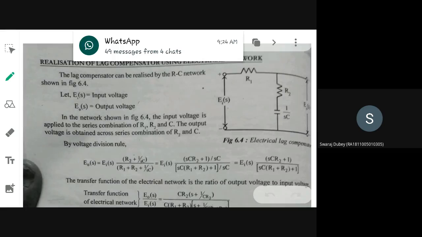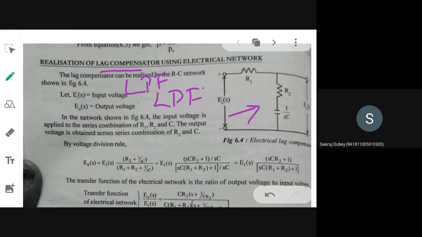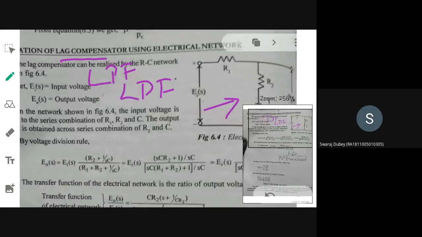So I told you that this lag compensator is also equivalent to LPF. So if you refer to the circuit, it is also equivalent to LPF. So you can realize the lag compensator by using the circuit that you are going to prove now by deriving the transfer function for this electrical system. So you know how to do that.